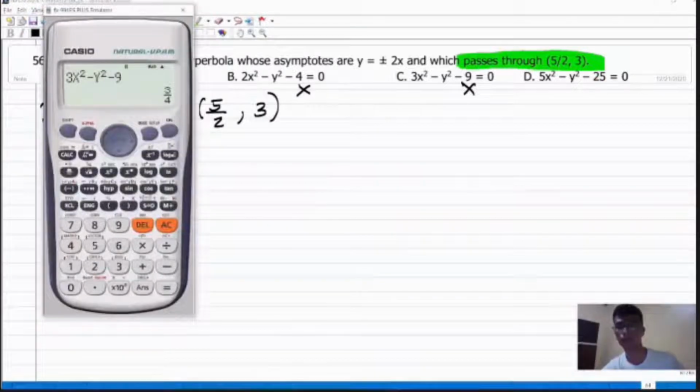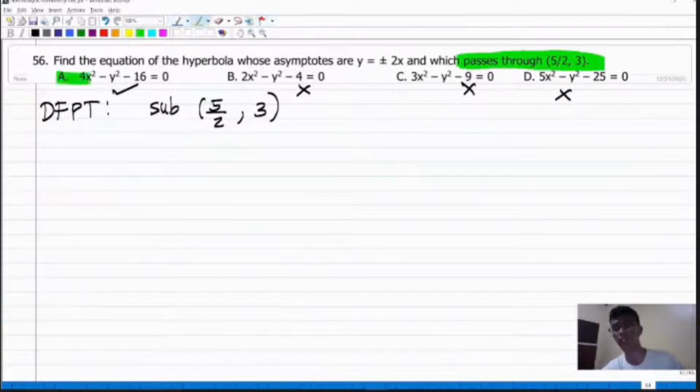Letter D. So 5x squared minus y squared minus 25. So dito pwede na pala natin pindutin yung equal sign kasi nasabi naman na ng calculator that the value of x is 5 over 2 and the value of y is 3. So hindi din. So the answer is letter A.